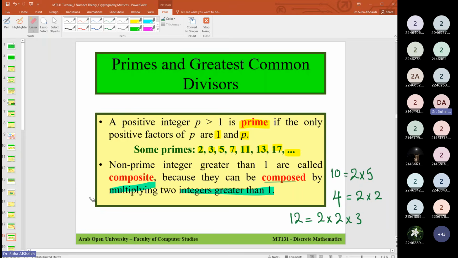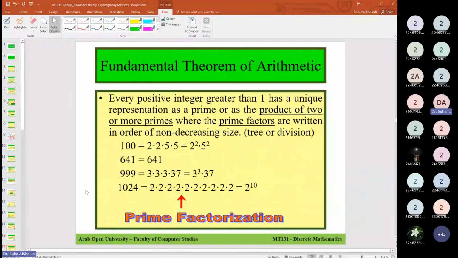And it's the prime otherwise. Now, the fundamental theorem of arithmetic states the following. Any positive integer that is greater than 1 has a unique representation either as a prime or as a product of 2 or more primes.